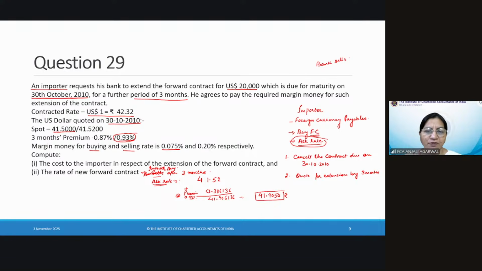0.075% and 0.20% respectively. Okay. So first we had to calculate what is the cost to the customer or the importer in respect of the extension. For that he has to cancel. So he was supposed to ask, now he will have to sell at bid. And the new rate would be applicable. So because he is an importer, he needs an ask rate. On 41.52, we will add 0.93%. Right?